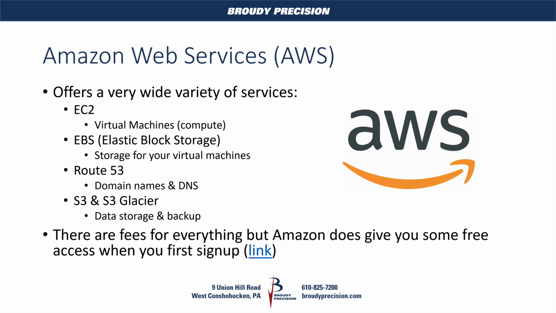So the first one is EC2. This is virtual machines. This is our compute. Think of this as your CPU and memory for your computer. But if you know anything about computers, you know you're missing one main piece there, one important piece, and that's your storage, your hard drive. So that's where EBS comes in, elastic block storage, and that's your storage for your virtual machines.